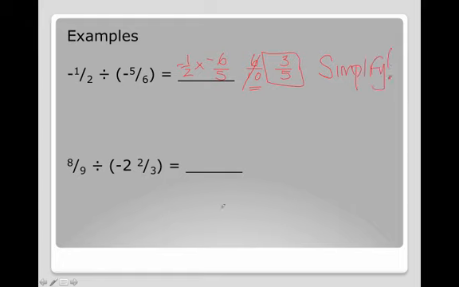Simplify. Very important. Okay. 8/9 divided by -2 and 2/3. You obviously need to change this into an improper fraction and then find its reciprocal. So 8/9 divided by -2 and 2/3 is going to give you a -1/3. Again, if you don't know how to do this, please watch the Khan Academy videos that I put on my website, or come and talk to me.